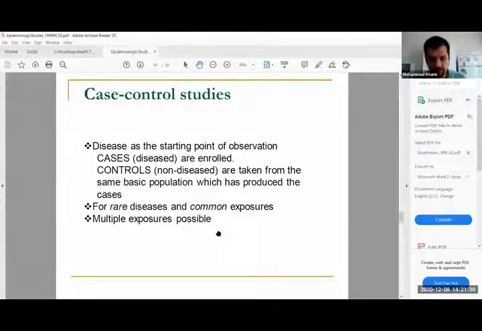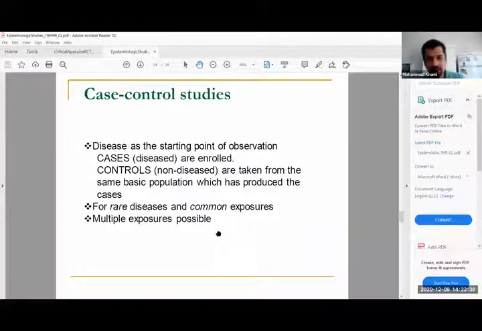So we have two groups, and then we go back in time to see how many individuals in the case group had specific risk factors previously, and how many individuals in the control group had that risk factor previously. Then we do our analysis and make some conclusions. We can call this type of study retrospective, because we go back in time to know what the risk factors were. This kind of observational study, the case control, is good for rare diseases and common exposures.